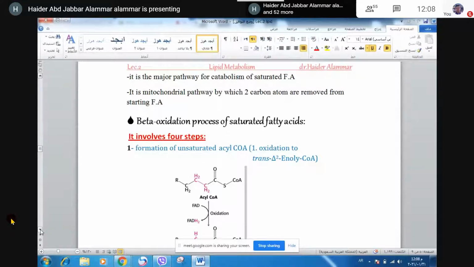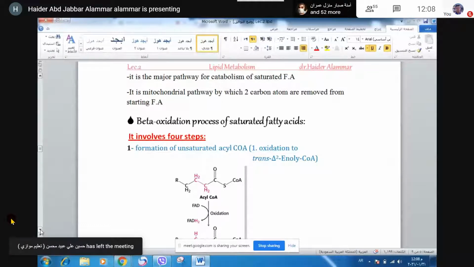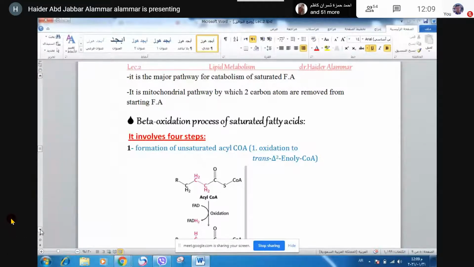mitochondrial matrix. Up to now, we have only done the activation in the cytoplasm, and crossed the membrane by the carnitine shuttle. Now the activated fatty acid is available inside the mitochondrial matrix. The beta oxidation occurs here inside the mitochondrial matrix. Of course, you have to know, it is as easy as that. The beta oxidation involves 4 important steps.